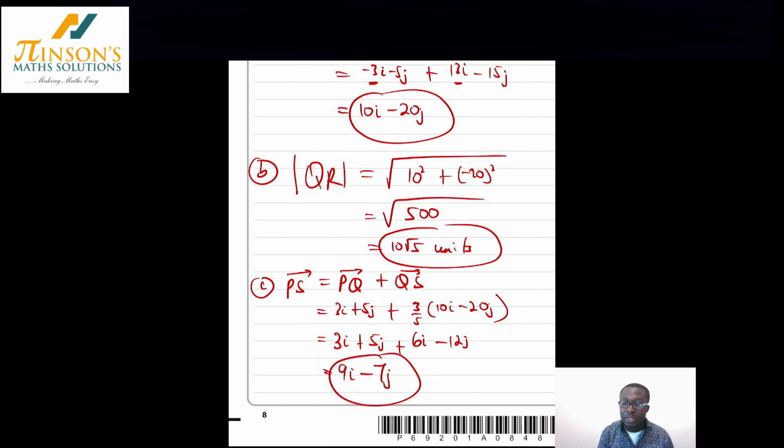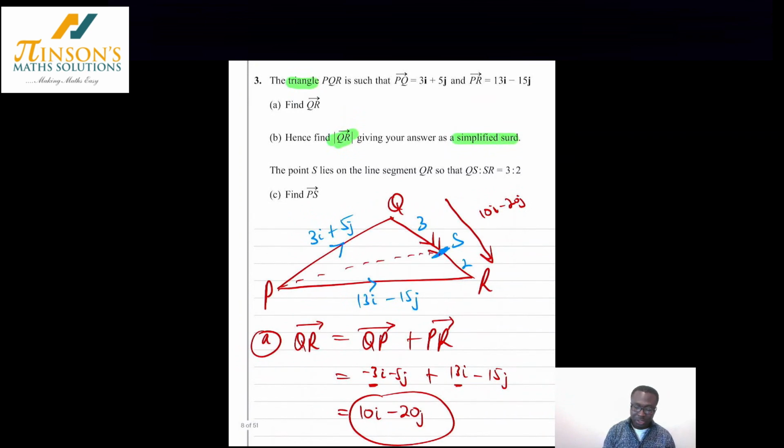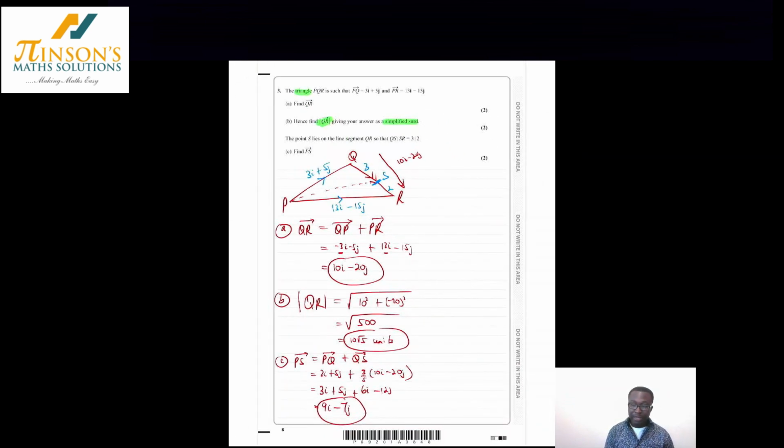Okay, so we'll call this the first part of this paper. We've done 3 good solid questions, and hopefully you got them all right.